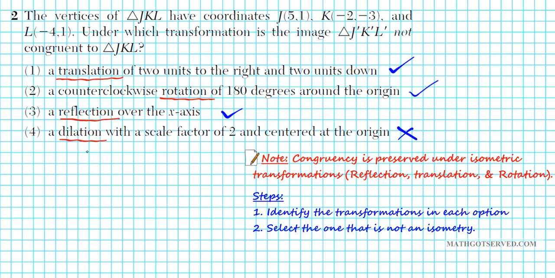The word dilate means to either increase in size or decrease in size. When you dilate an object by a certain factor, namely a factor of 2, every measure of triangle JKL will be doubled. Hence, J prime, K prime, L prime will not be congruent to JKL because dilation is not an isometry. Okay, so our answer is option number 4.